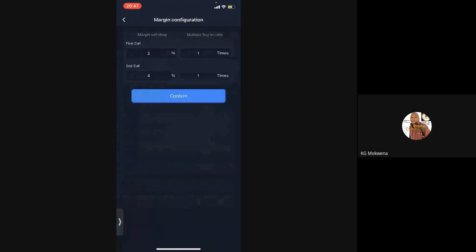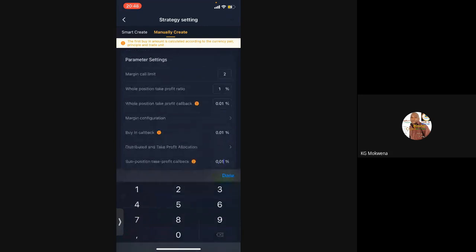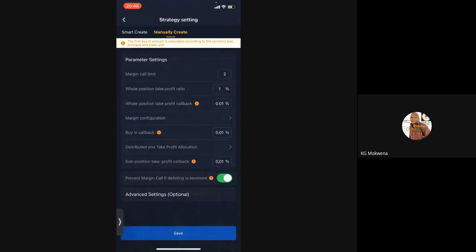You can click confirm. So wait. Something happens there. Click confirm. Okay. So now, business partners, these settings are going to be under whole warehouse. There's something that we need to do to make life easier for you in terms of the settings. Do you see where there is sub position, take profit callback? Although we don't have those as yet, just put 0, where you see 0.3, put 0.01. It's always good to have this. In future, you'll even have a better understanding of that.